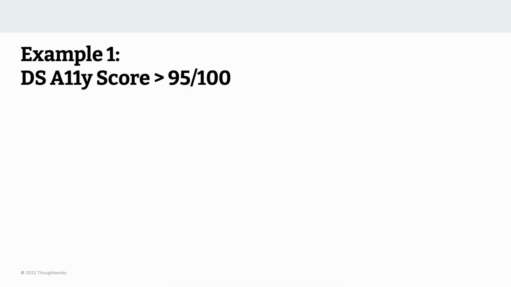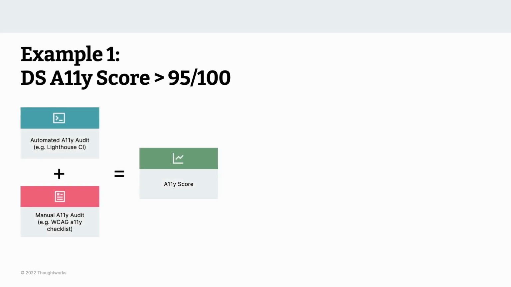So what's an accessibility score in real life? Unfortunately, accessibility is quite hard to automate in terms of testing. There are tools that provide some sort of audits, like Lighthouse CI or Axe Core, for example, and you should certainly leverage those tools.